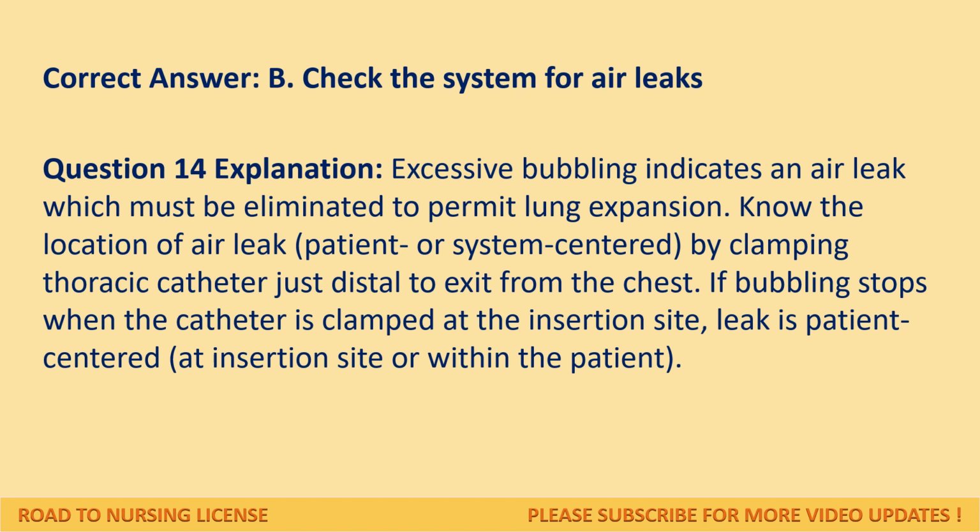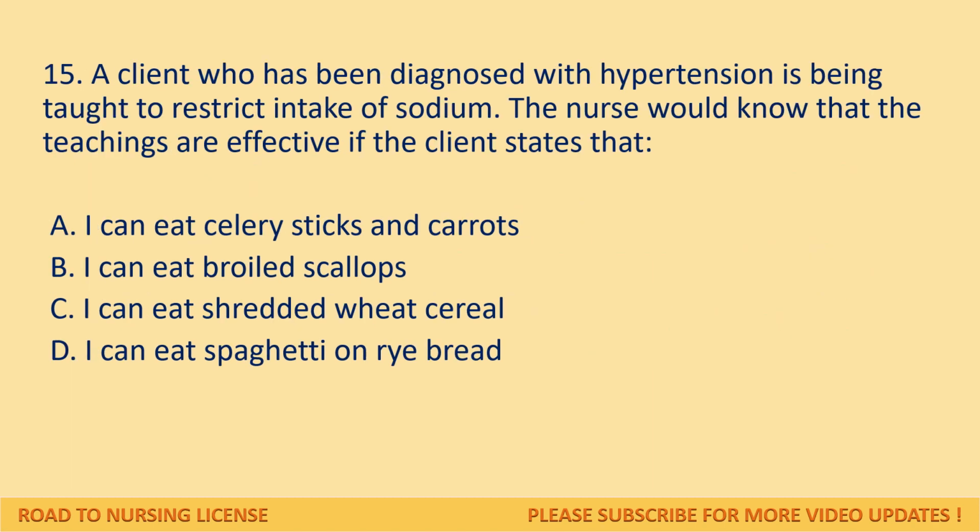Question 14 Explanation. Excessive bubbling indicates an air leak which must be eliminated to permit lung expansion. Know the location of air leak, patient or system centered, by clamping thoracic catheter just distal to exit from the chest. If bubbling stops when the catheter is clamped at the insertion site, leak is patient-centered, at insertion site or within the patient.